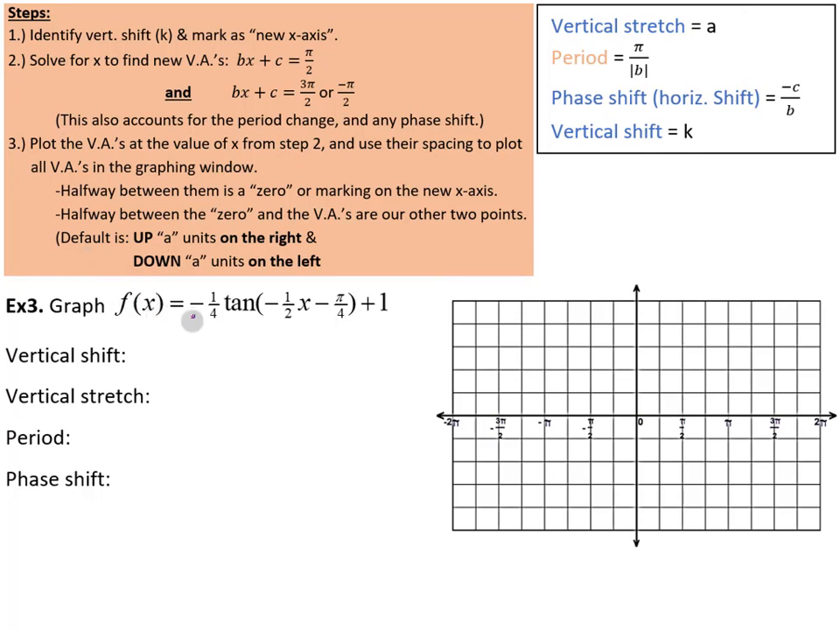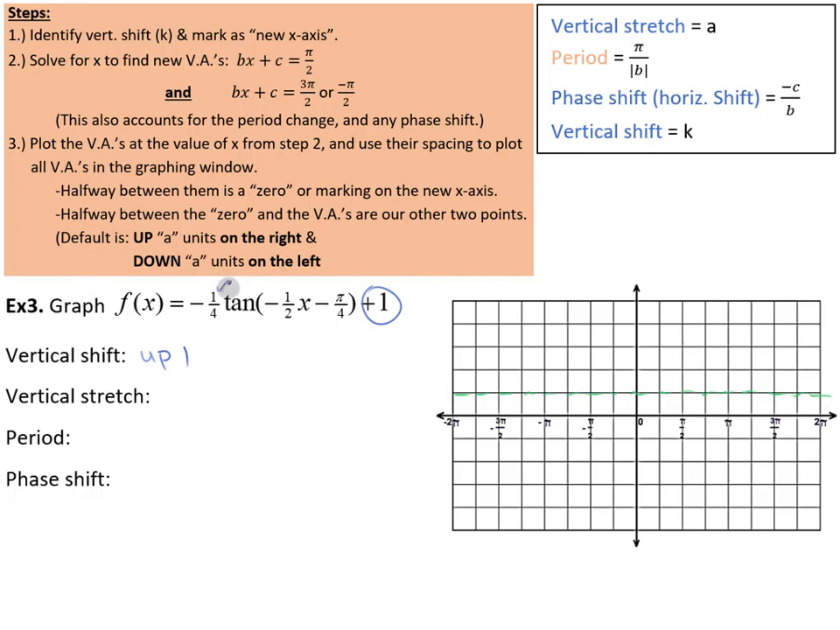All right, so example 3. Notice this one's got a ton of stuff going on. That's fine. Let's walk through it. First, our k value. Is there a vertical shift? Yes. Up 1 unit. Let's mark that on my graph. Positive 1 is my new x-axis. That's where my zeros will be.